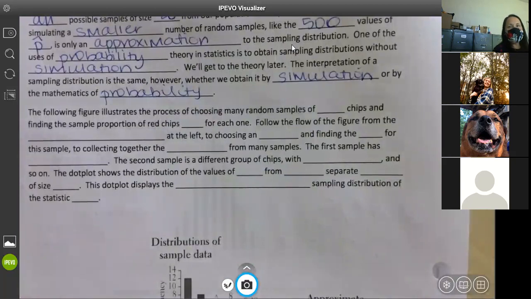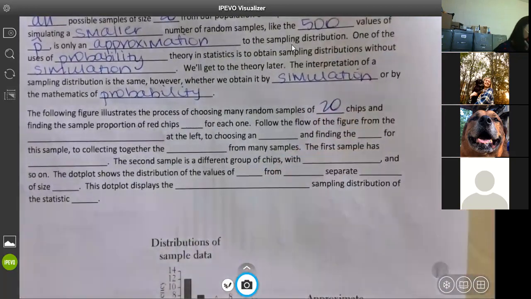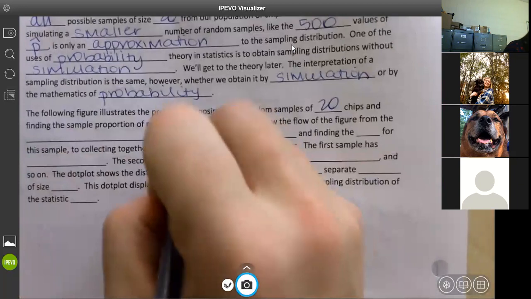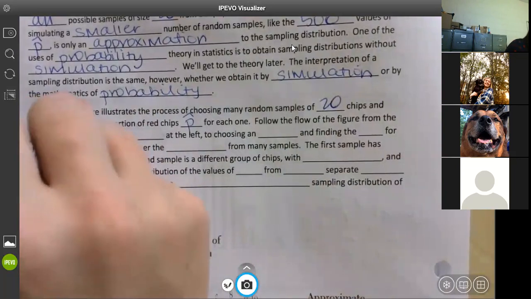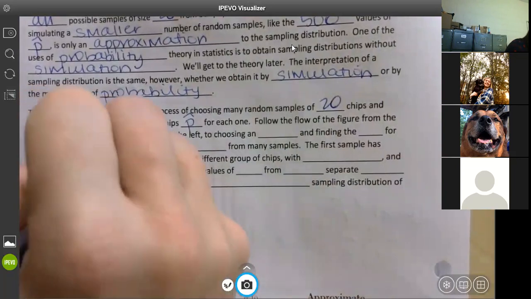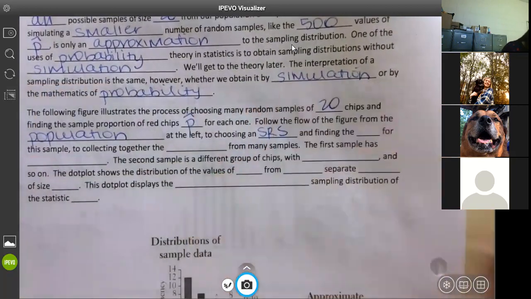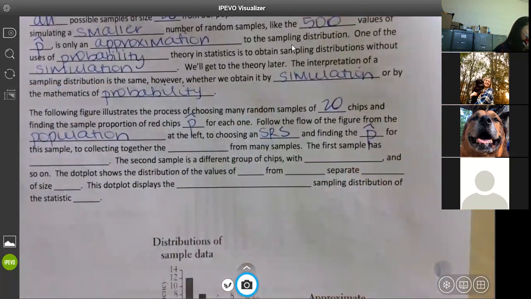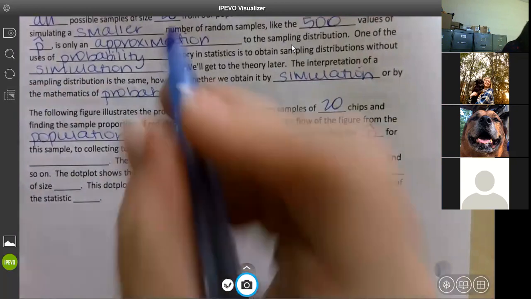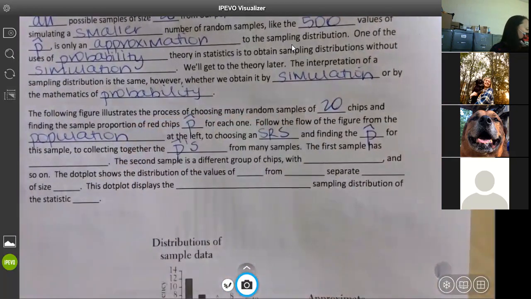The following figure illustrates the process of choosing many random samples of 20 chips and finding the sample proportion of red chips, p hat, for each one. Follow the flow of the figure from the population at the left to choosing an SRS and finding the p hat for the sample, to collecting together all of the p hats from many samples.